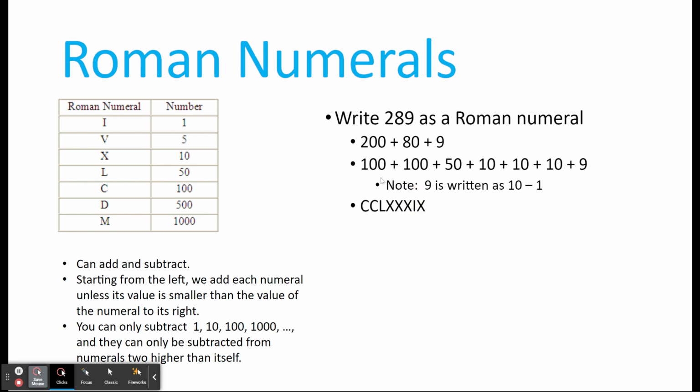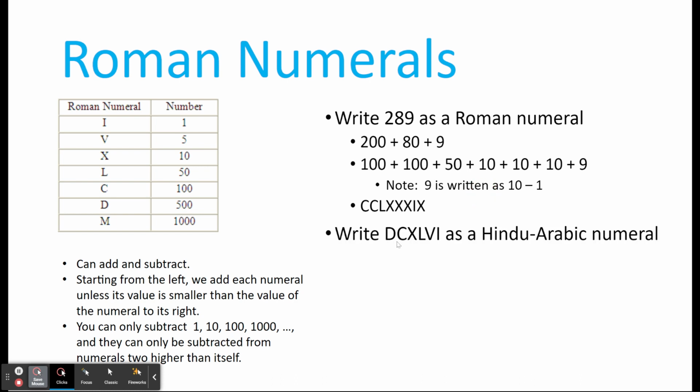So here it is: CC for the 200s, L for the 50. The 3 10s here is 3 X's, and then 9 is an I with an X after it, because 9 is written as 10 minus 1. Cool. Let's try another one.